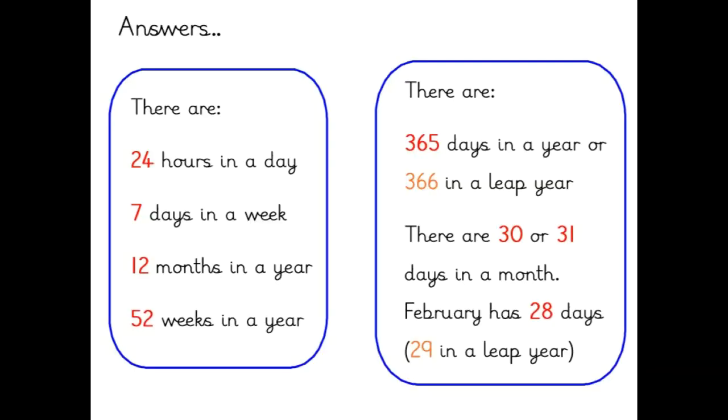The answers then. There are 24 hours in a day, 7 days in a week, 12 months in a year, 52 weeks in a year. There are 365 days in a year, or if it's a leap year, there are 366. There are 30 or 31 days in a month usually, but February has 28 days, or if it's a leap year, it has 29 days. So a leap year is when a year contains one extra day, which falls in February.